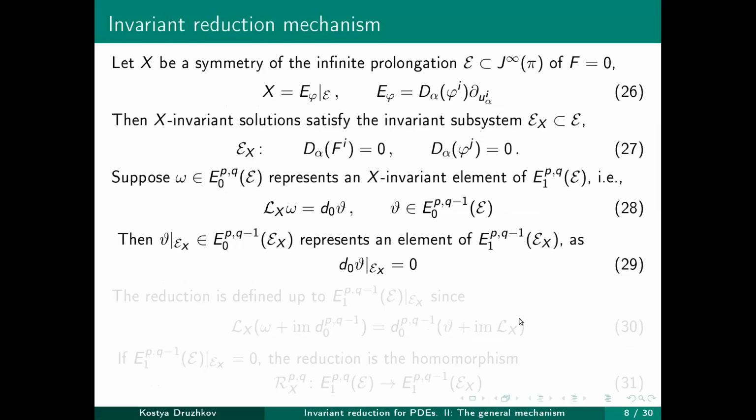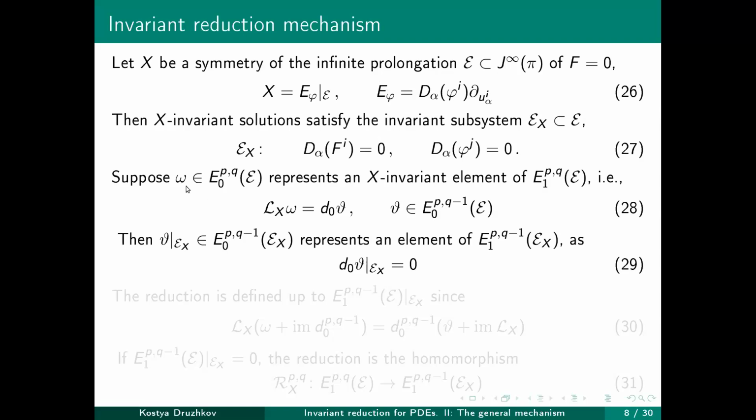Yeah, so now let me describe the reduction mechanism itself. This is the main part of my talk. So let X be a symmetry of the infinite prolongation of a system of differential equations f equals 0. Then we have formula 26, because the evolutionary vector field in adapted coordinates is given by this formula. Then X-invariant solutions satisfy the invariant subsystem epsilon X, given under formula 27. So we consider the infinite prolongation of the original equation plus the equation that the characteristic equals 0.